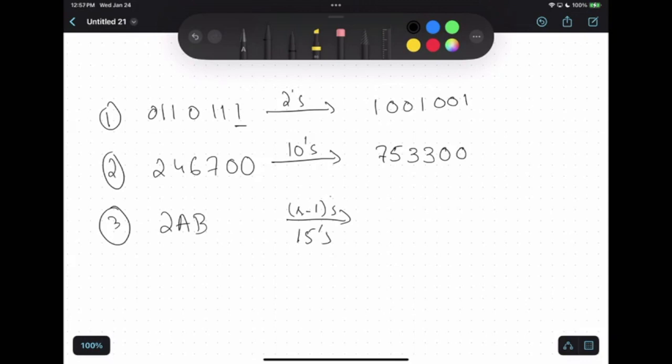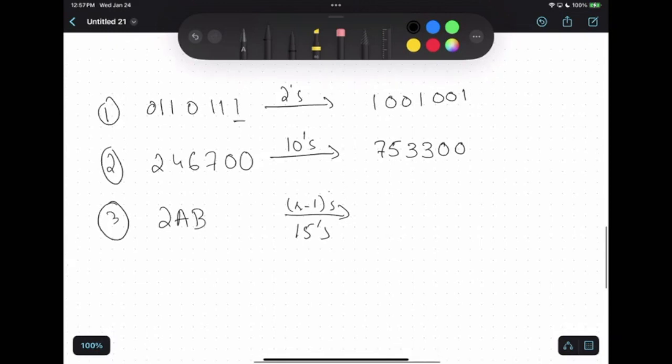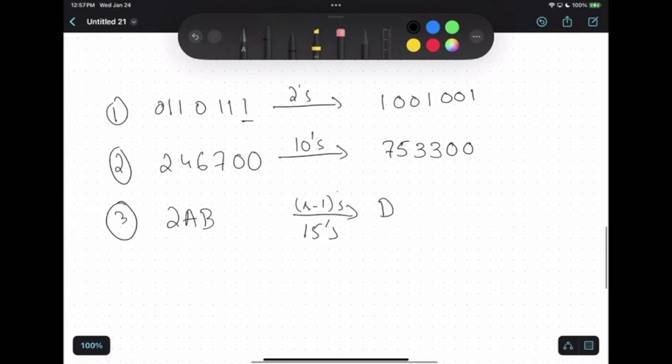When we were doing 9's complement, we were subtracting everything from 9. When we were doing 1's complement, we were subtracting every bit from 1, or inverting the bit. Here, 15's complement means that we need to subtract each digit from 15. So when you subtract 2 from 15, what is the answer? It's 13. And how do you represent 13 in hex? It's D. So the first one is D.